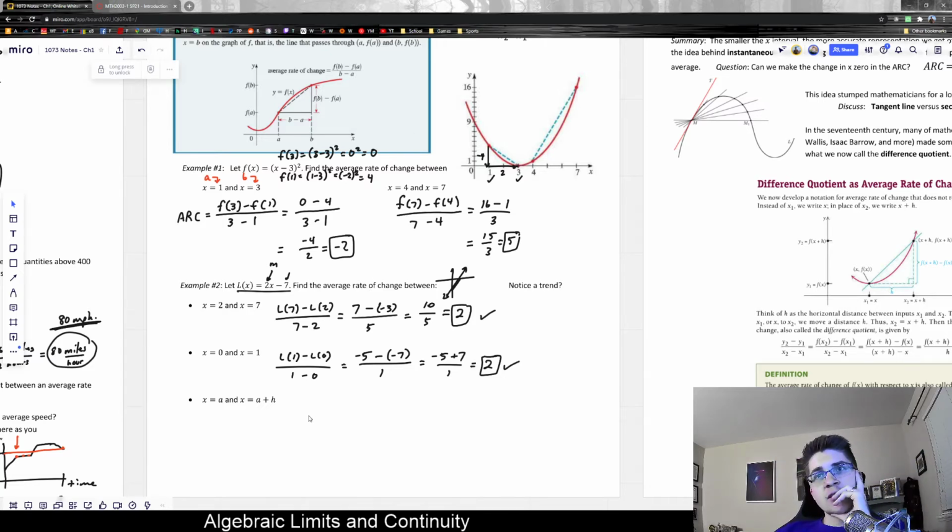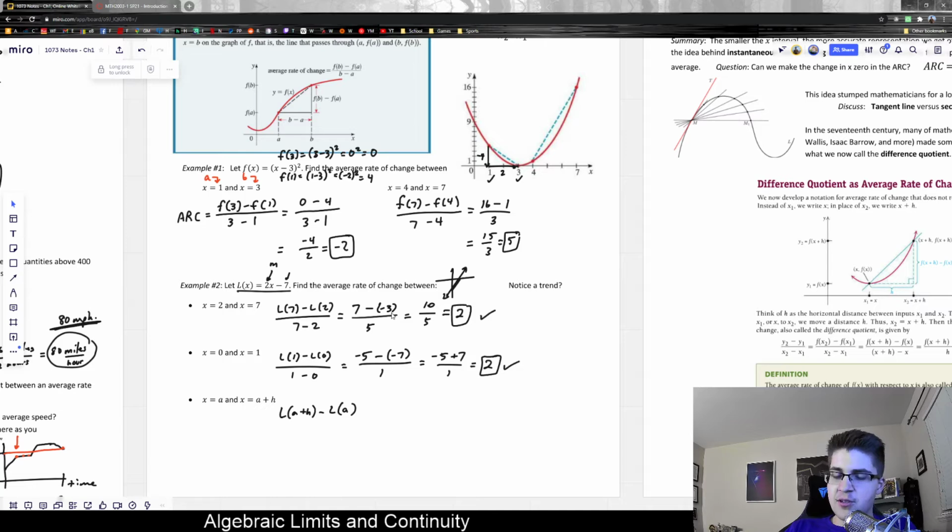Now, the last one to look at here is what if we picked a and a plus h as our intervals. This seems a little strange because so far we've only been looking at what happens if we plug numbers into functions, but actually if you plug in even these algebraic expressions, it will still work. And this is actually good practice for the difference quotient, which we're going to start working on this week as well. So let's go ahead and plug those into our average rate of change formula.